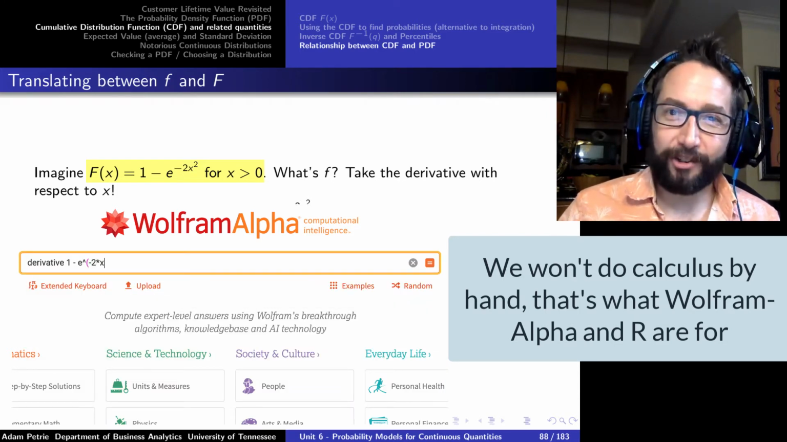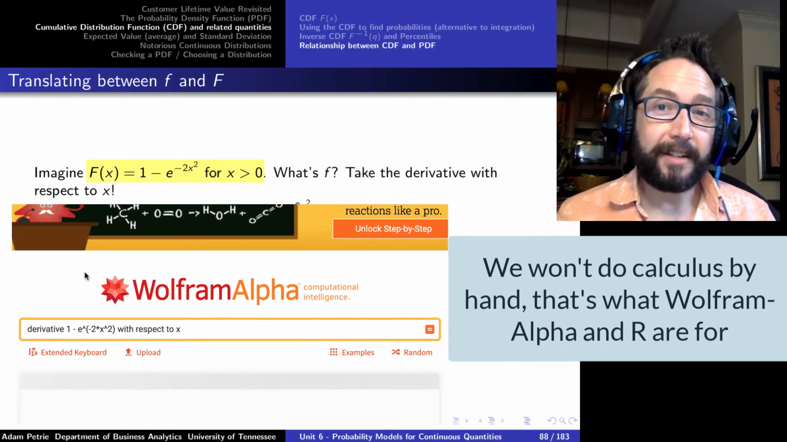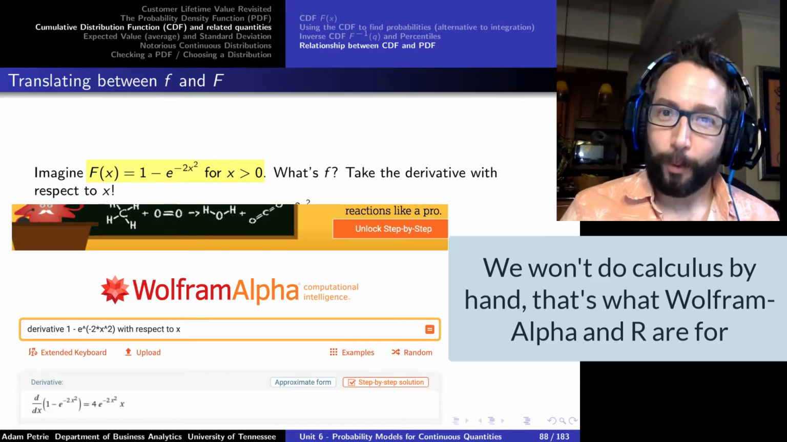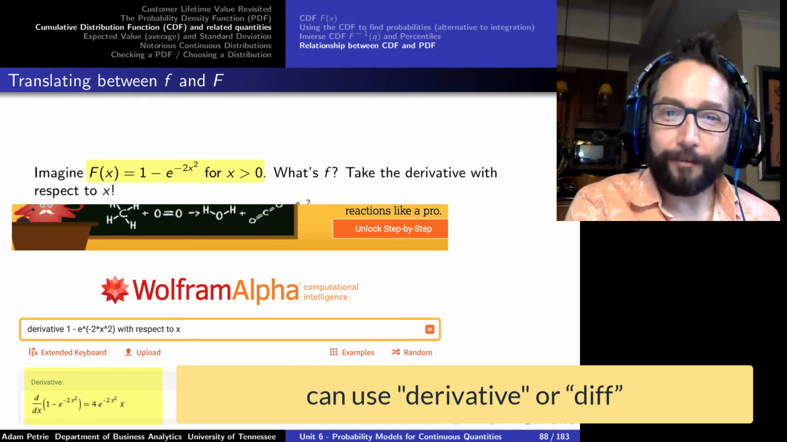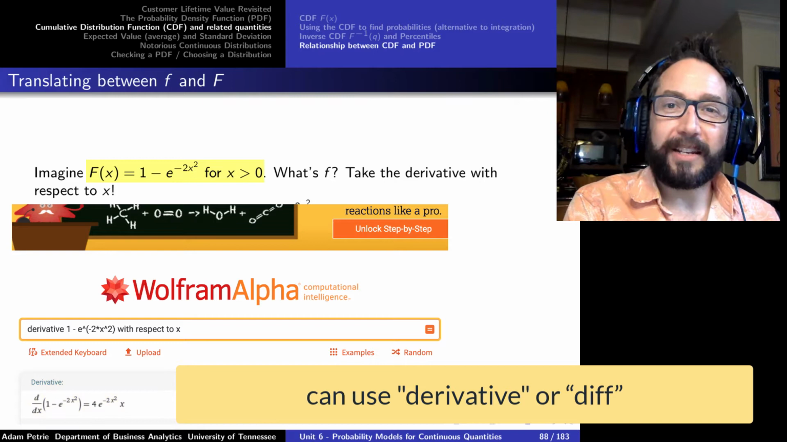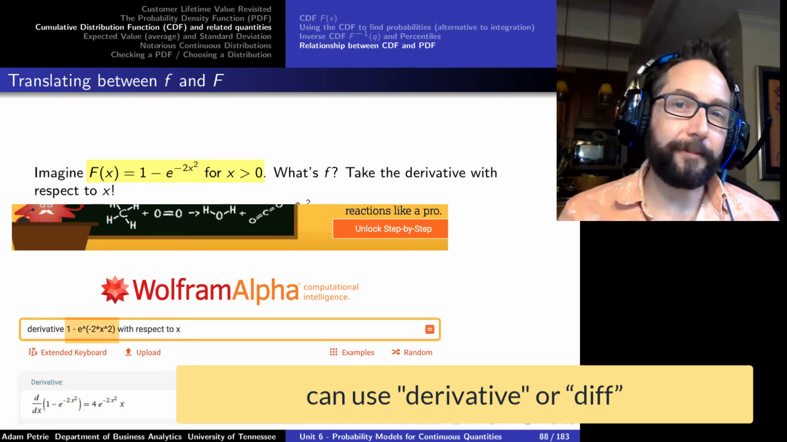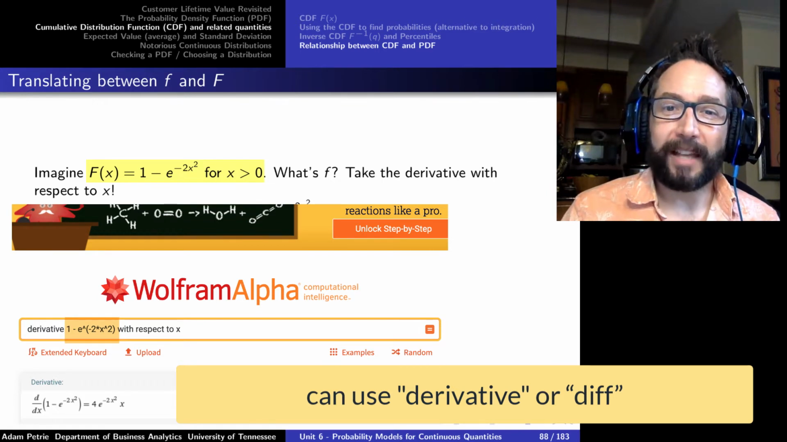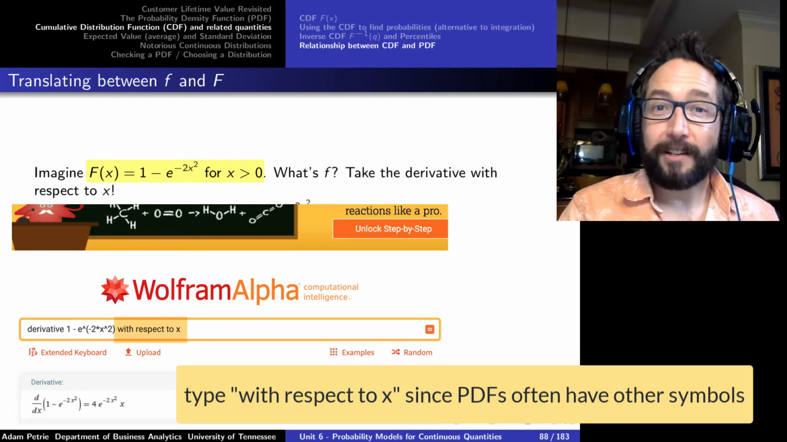What is that PDF going to look like? Well, the two are related just through the derivative procedure. I take the derivative of capital F to get little f, and so I can ask Wolfram Alpha, hey, give me an equation for little f based on my equation for capital F. So I'll say diff, or you can type out derivative if you would like, transcribe the formula that gives you capital F, and then let it know that I'm taking the derivative with respect to x.